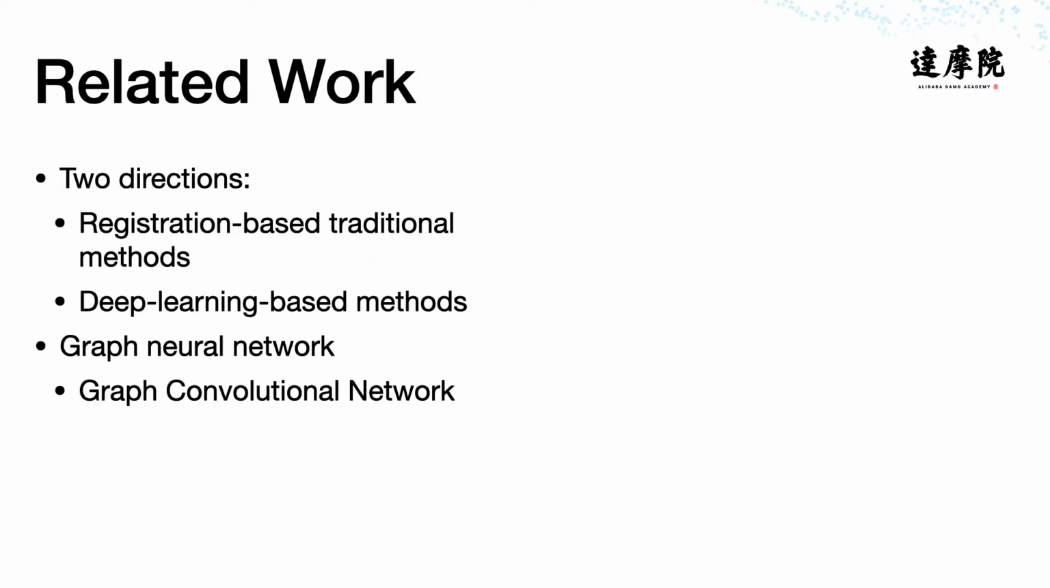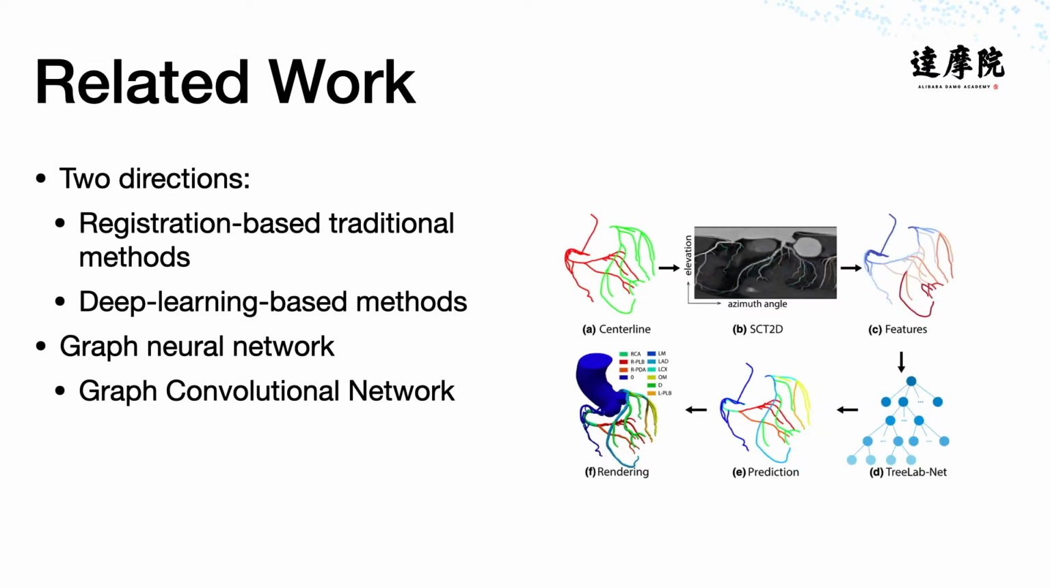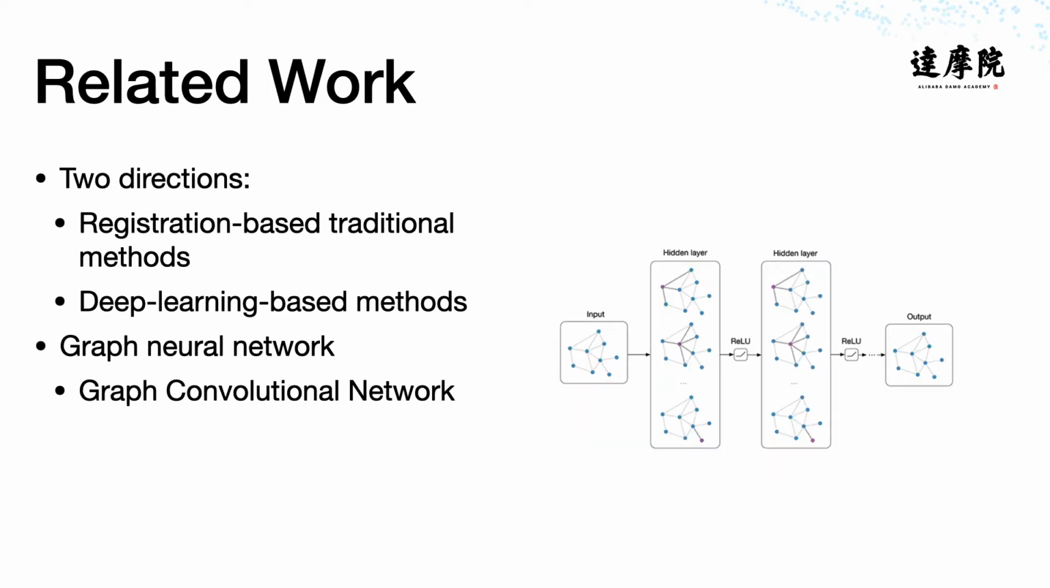There are two major directions to solve this automated labeling. Before deep learning, the traditional methods were based on registration of the main branches like LM and RCA, and used the topology of the artery trees. Another direction is based on deep learning using the topology of the tree structure. Since a tree structure is a special case of a graph, a graph neural network will be a good replacement.